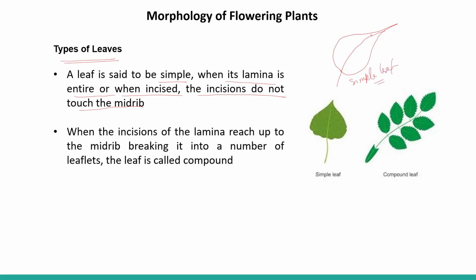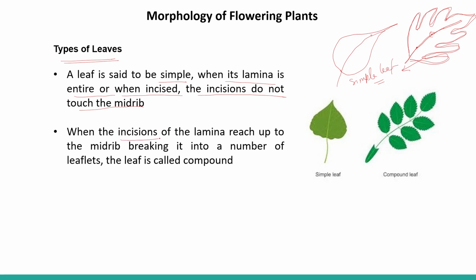Now they said if the lamina is incised. I'm drawing one more leaf where the lamina is incised like this. We can see the incision or the depression in the lamina, but this depression is not touching the midrib. This incision is not touching this part, or this part. So again, we can say that this is one lamina. So again, this is a simple leaf.